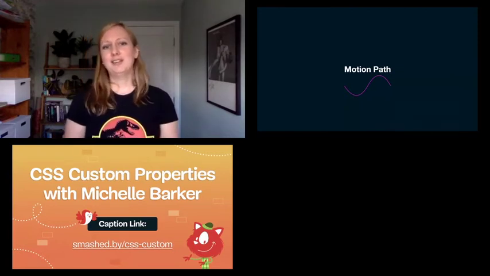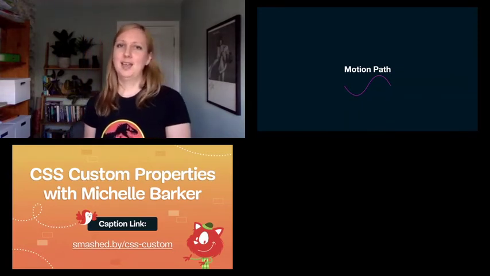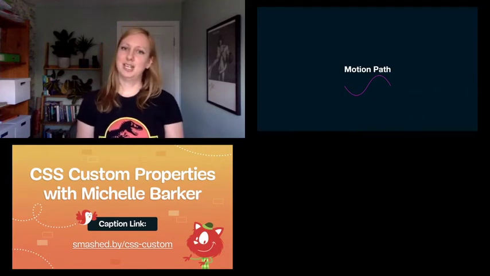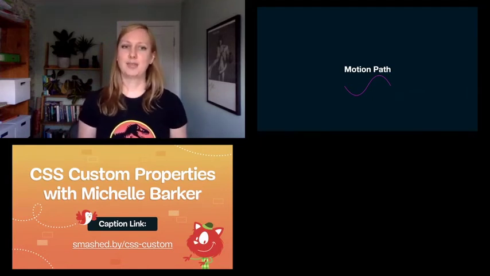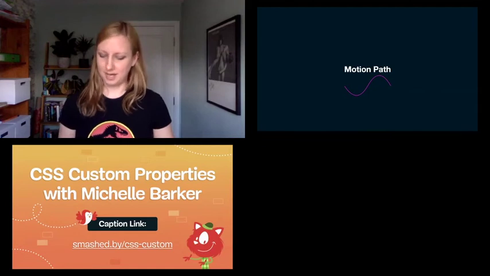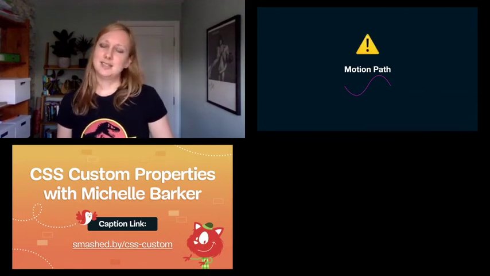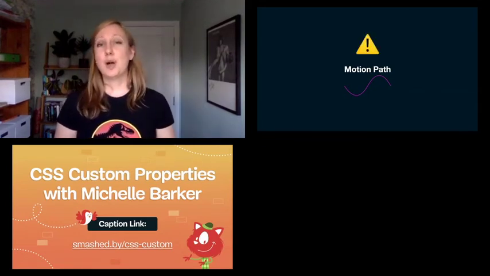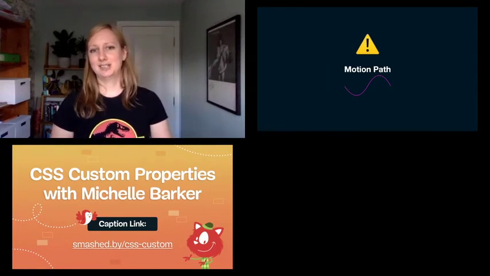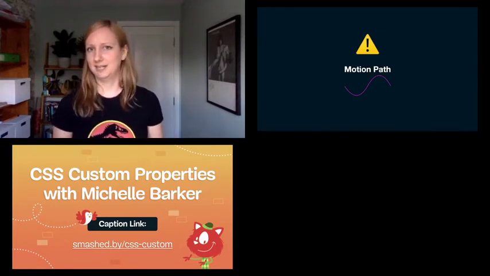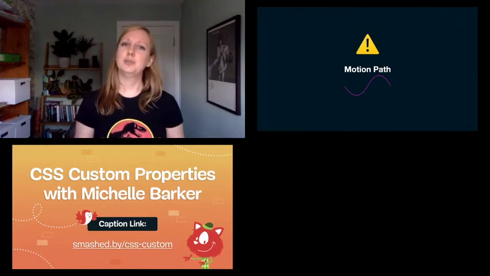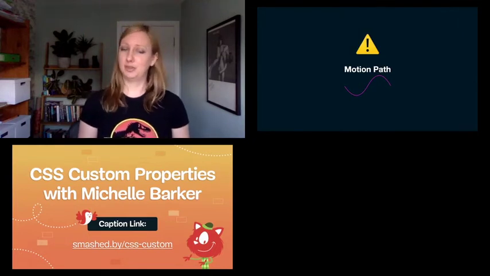I really love playing around with CSS Motion Path. The Motion Path specification enables us to place elements on a path and to animate them along that path. Just a quick warning, first of all, there is quite a lot of motion in the next section. So if you're somebody who suffers from sickness or vestibular disorders, you might want to skip this part or proceed with caution.